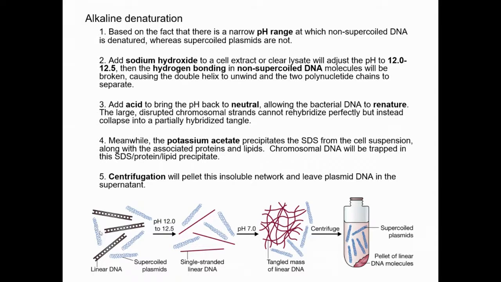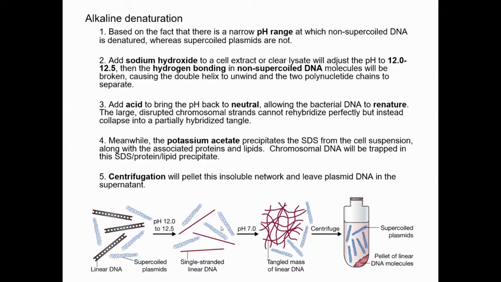All right. In the meantime, the supercoiled DNA still maintains the supercoil. That's plasmid DNA. So after you collect the cell extract, the first step you need to do is to bring the pH to 12. To bring the pH to 12, you have to add sodium hydroxide to the cell extract. At this time, the linear DNA will be denatured. Denatured becomes single-stranded, and the plasmid DNA remains intact.